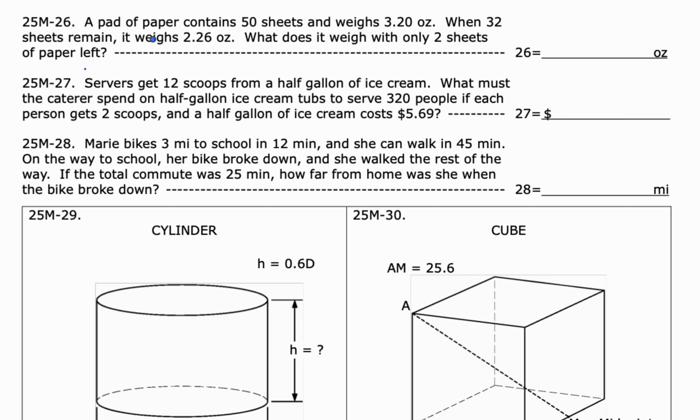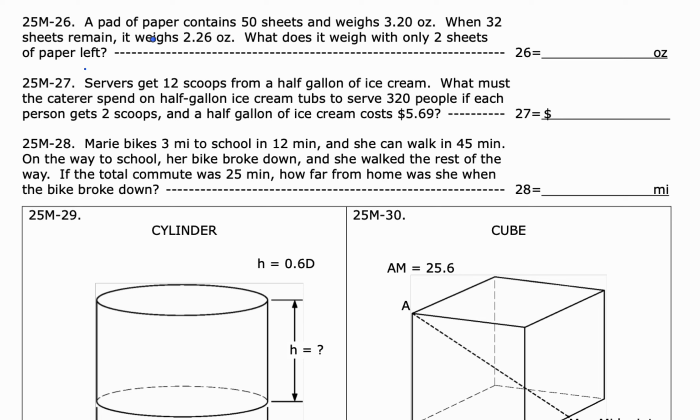Now let's say you didn't want to do that with linear regression. What would we do? Well, the first thing we want to find out is how much each sheet weighs. We can find the difference in the sheets, 50 minus 32, and the difference in those weights, 3.2 minus 2.26. And what that tells us is how much the missing sheets weigh. From there, we divide the two numbers, and that will tell us how much each sheet weighs.